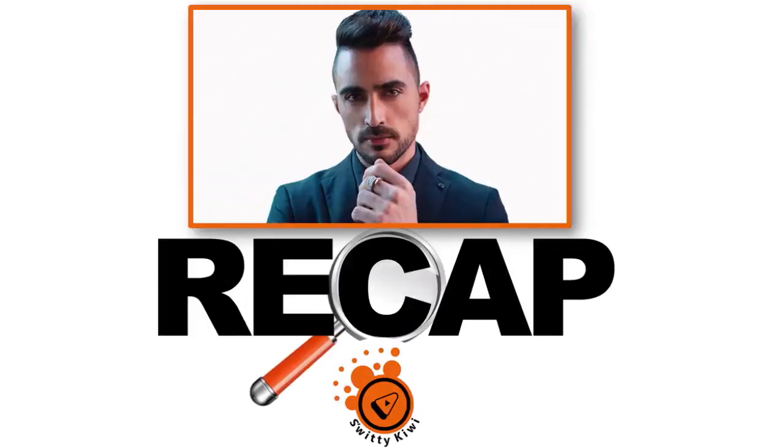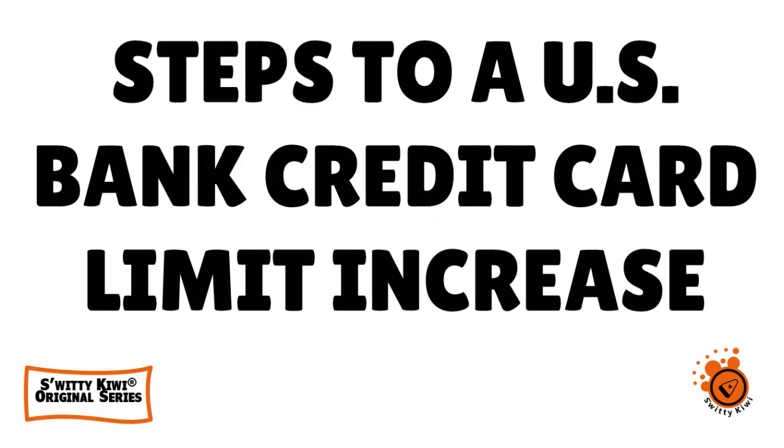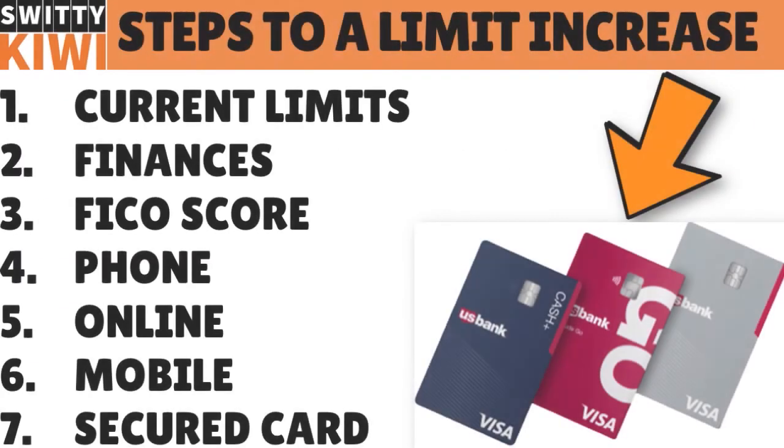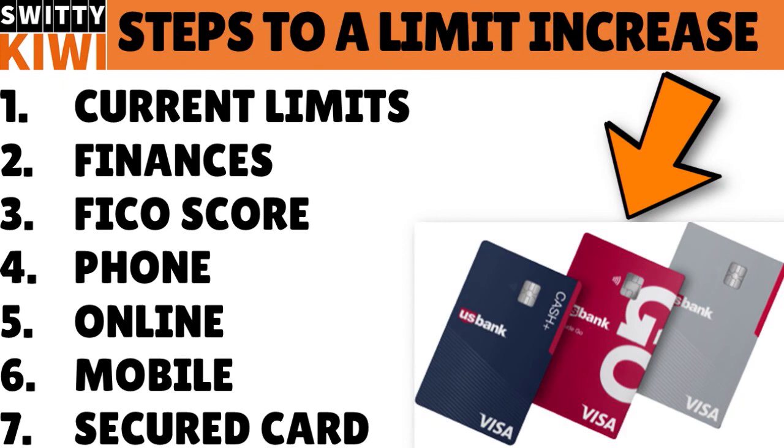All right, folks, this is it for today's conversation. I was talking to you about how to request a larger U.S. Bank credit card limit increase and be approved. First thing is you want to pay attention to your current limits. Number two, pay attention to your financial situation, your FICO score. You can do the request online, over the phone, or via mobile. And you can also request a credit limit increase on your secured credit card.